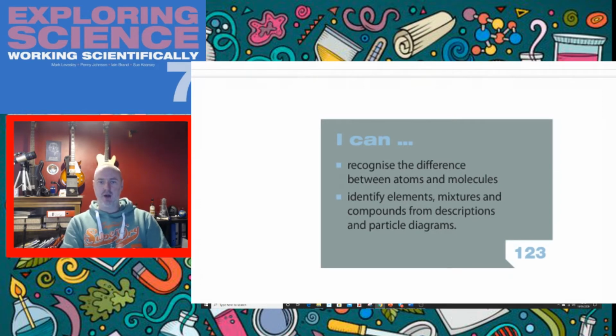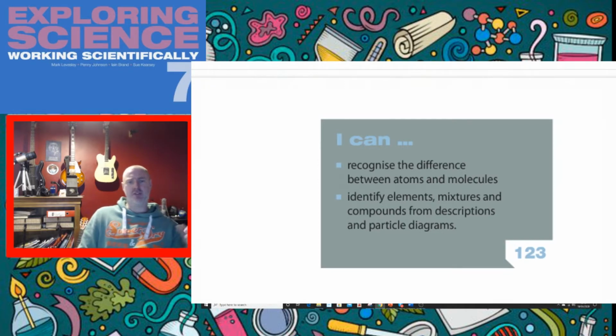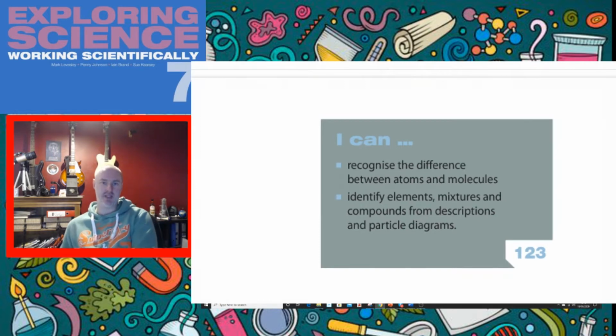So what we're going to learn today, we are going to learn to recognize the difference between atoms and molecules. We're going to learn what the difference between those two terms are so we can start using those terms properly. And then we're also going to start looking at the terms element, mixture, and compound as well. And we're going to be using those terms properly. And we're going to be able to give examples of each one. We're going to be able to represent them using diagrams as well and interpret diagrams that have them on. And it shouldn't take too long.